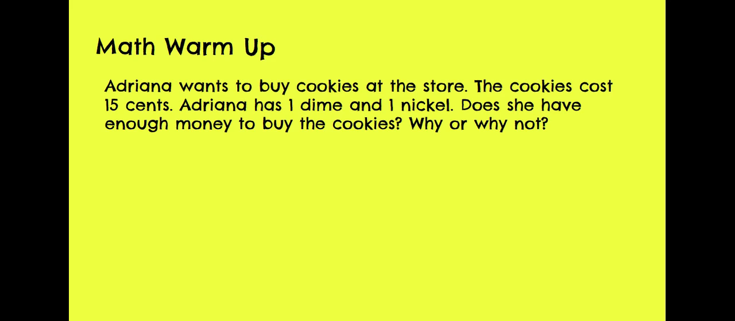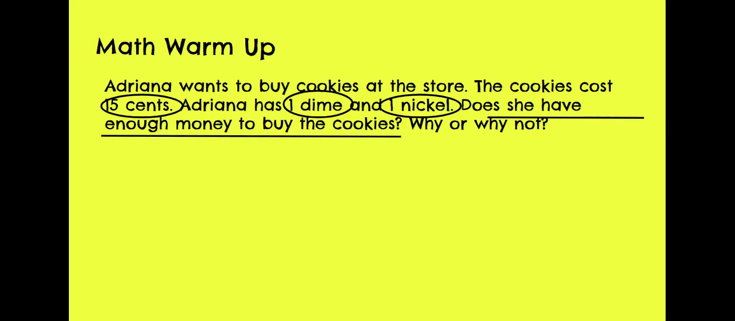Let's go over how to solve this problem. First, I'm going to circle the important information in my problem. The important information is that the cookies cost 15 cents. Adriana has one dime and one nickel. Next, I'm going to underline what we are trying to answer in this problem. We are trying to figure out, does she have enough money to buy the cookies? And how do we know? We have to explain why or why not.